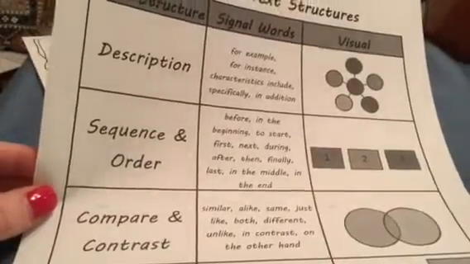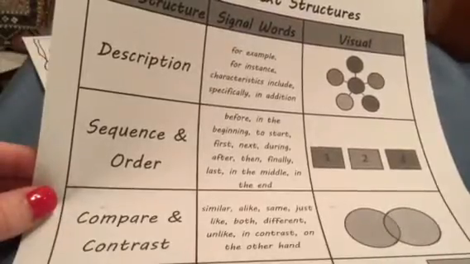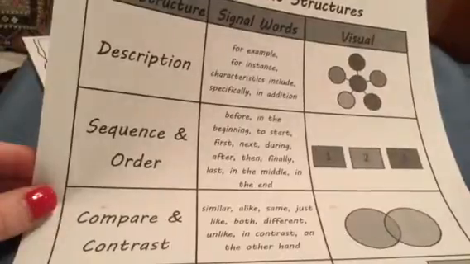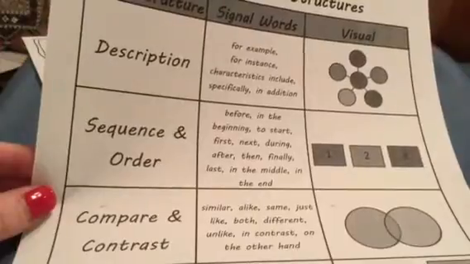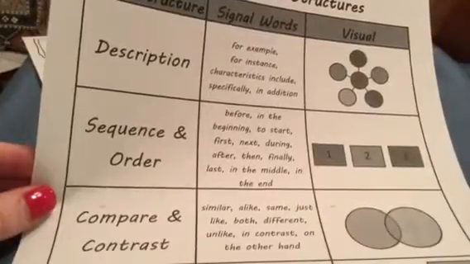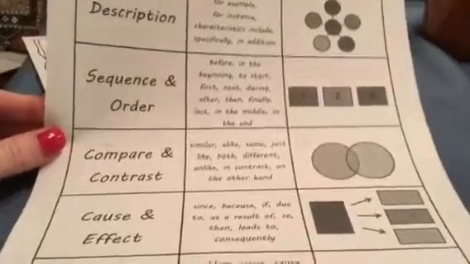Sequence and order is the second type of text structure. Authors use this one when they are trying to order something. So think of biographies. When you talk about somebody's life, a lot of times you start at the beginning, which is one of our key words. Then you go into next, after, finally, in the end. It is very chronologically ordered.